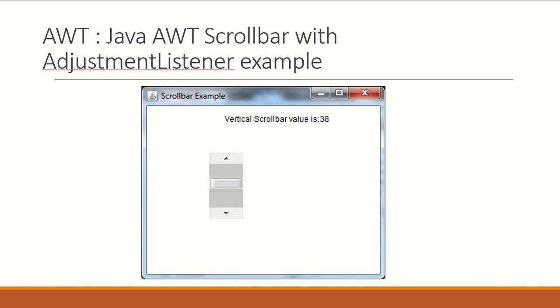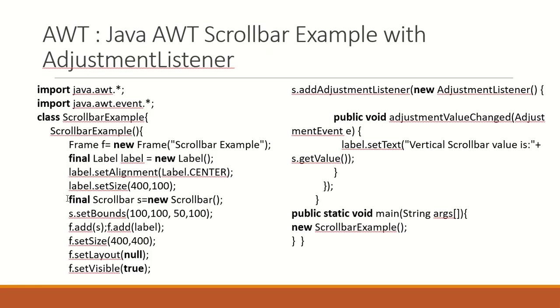Okay, so that is done using a listener. Here you can see an AWT scroll bar example with an adjustment listener, because the only purpose of using a scroll bar is that you have to adjust your scroll, adjust your window.